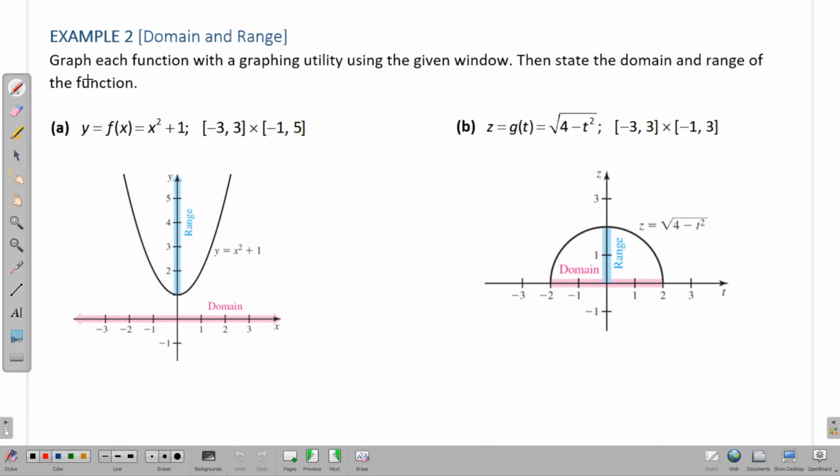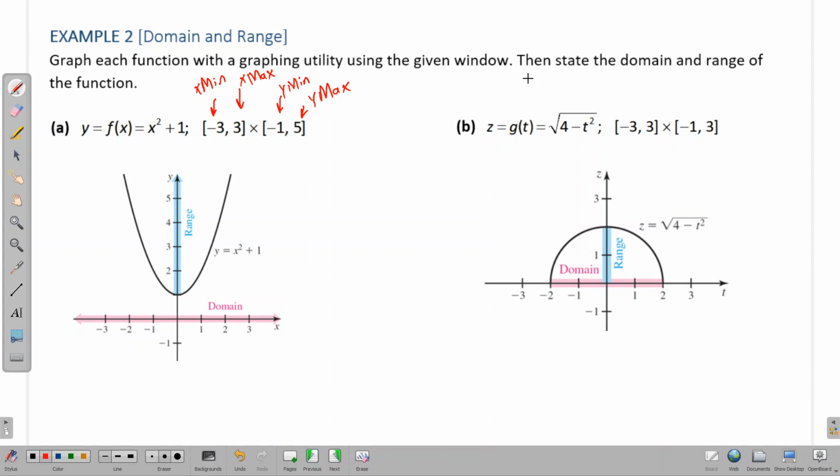Okay, so the next example says to graph the functions on a graphing calculator and then state the domain and range. I went ahead and included the graphs here so we don't have to pull the calculator up. A lot of times on MathXL you are going to see windows like this. What this is telling you is that the x min is -3 and the x max is +3. The y min is -1 and the y max is 5. You can adjust those by pressing the window button at the top of the calculator.